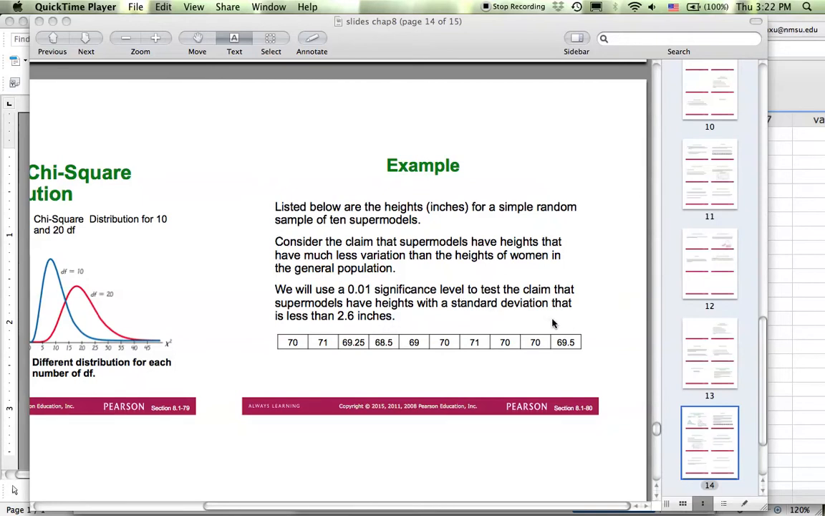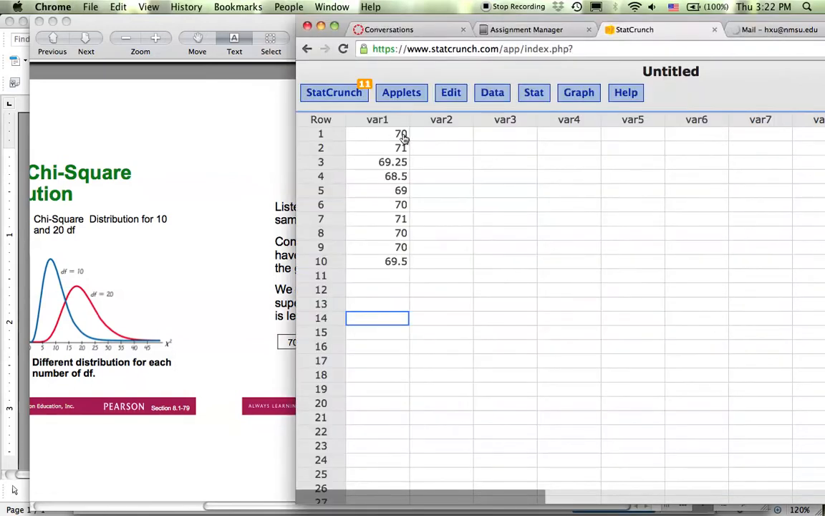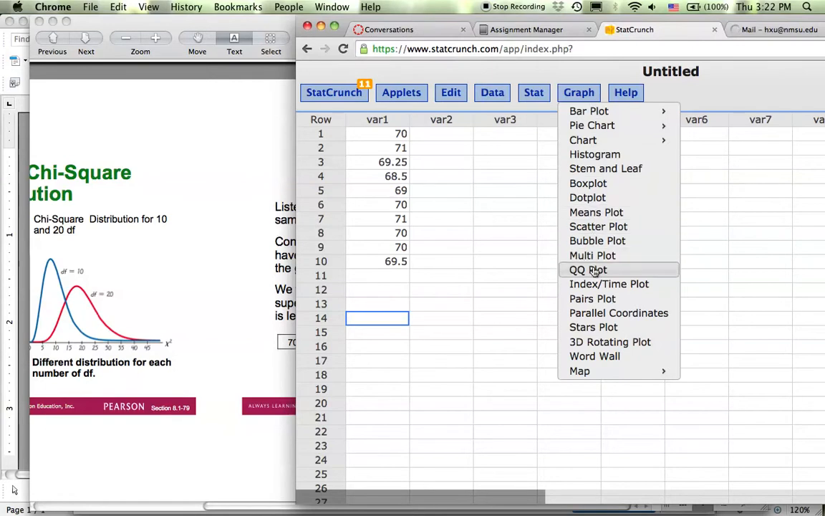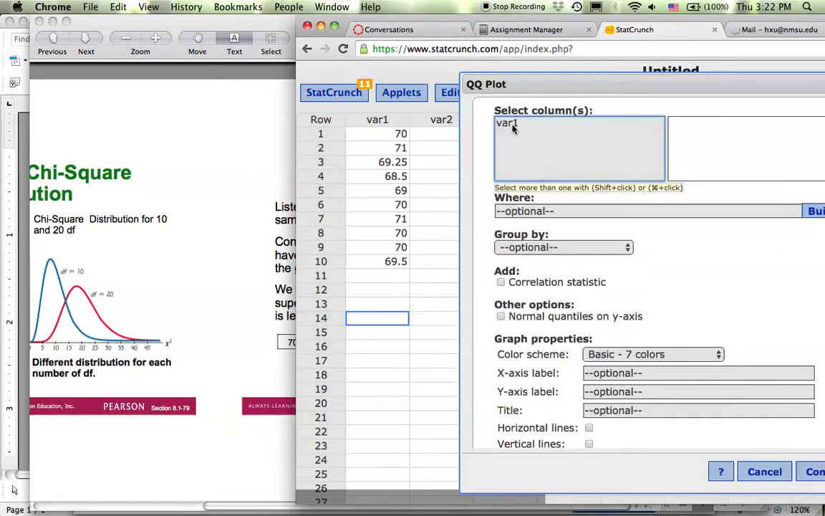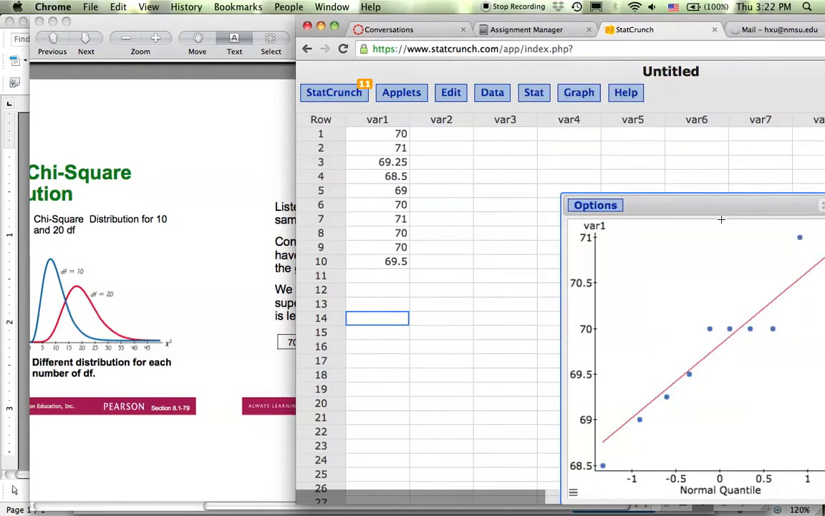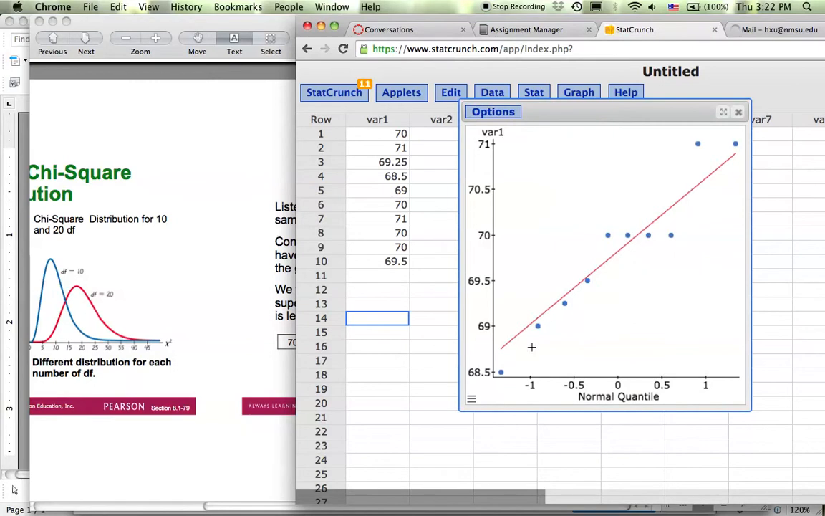First, we want to check whether those data are coming from the normal distribution. If you have your data here listed in the StatCrunch, you can go to Graph, QQ-plot, and you choose this column. You compute. You can get the quantile plot. You can see that those dots approximately lay on a straight line, so it's okay. You can proceed to the next step and do the hypothesis test.